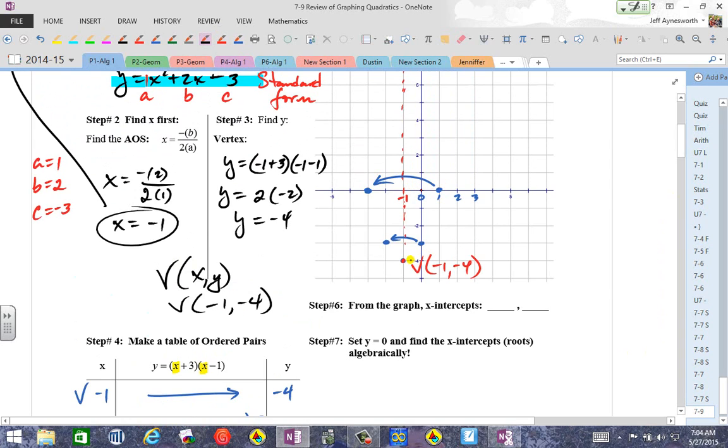Or you can use the parent values: right 1, up 1 from the vertex, right 2, up 4. They're a smooth U-shaped function.